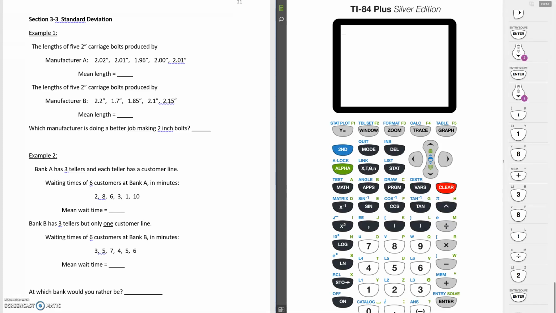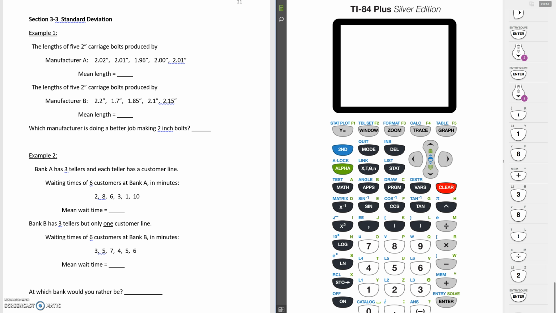Now that we've learned about measures of center, we're going to learn about standard deviation, which tells us how far apart our data values are. So we're going to start by looking at an example here. In example 1, we have the lengths of 5 2-inch carriage bolts produced by some manufacturers.